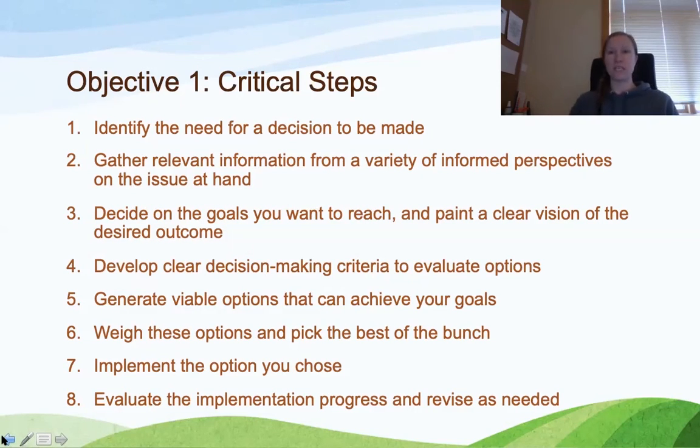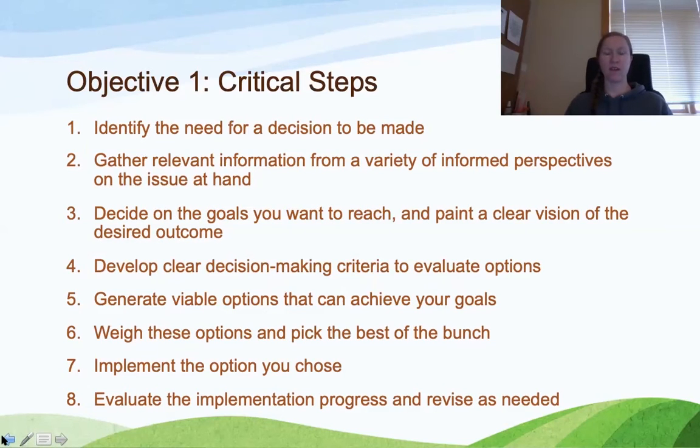So the first thing to do is to identify that there's a decision that needs to be made at all, right? So when there's that system error, there's a red flag, there's a yellow flag, there's some sort of discord, that's when you know that there's something within the system that needs to change. Okay. So you know that a decision needs to be made, you know that there is something that's not quite right, and so we need to do something different.